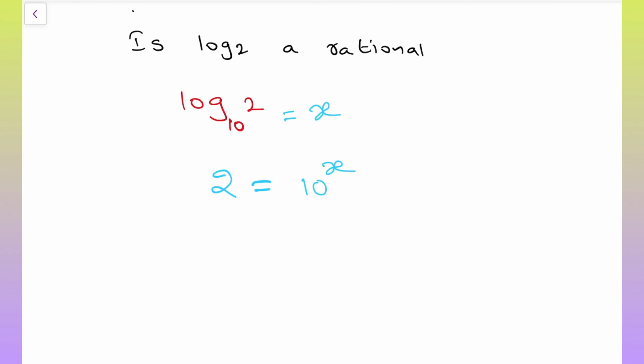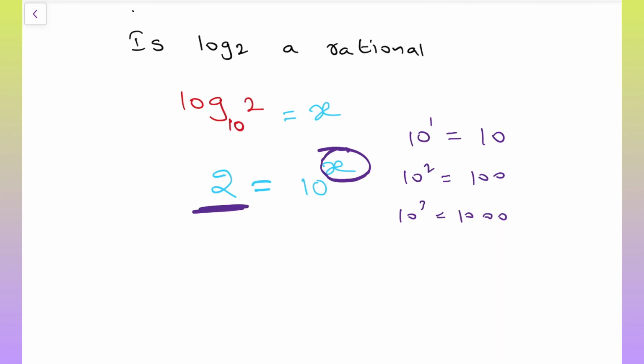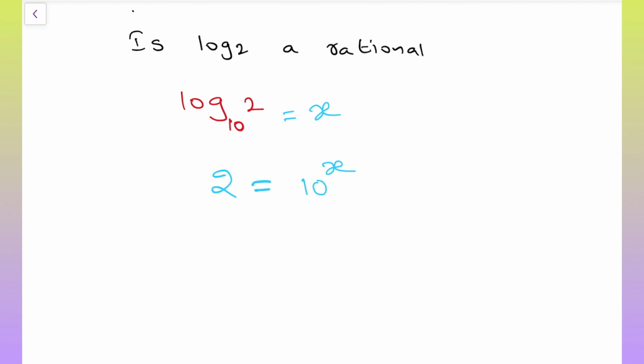Now, 10 power 1, how much? 10. 10 power 2, that is 100. 10 power 3, 1000. 10 power 4, 10,000, something like this it will go on. So, is there any number we can substitute in the place of x so that 10 power that number gives the answer exactly as 2? There is no such number. So, that is the reason this log 2 is an irrational number. There is no value for x which satisfies that equation. So that is the reason log 2 is an irrational number.